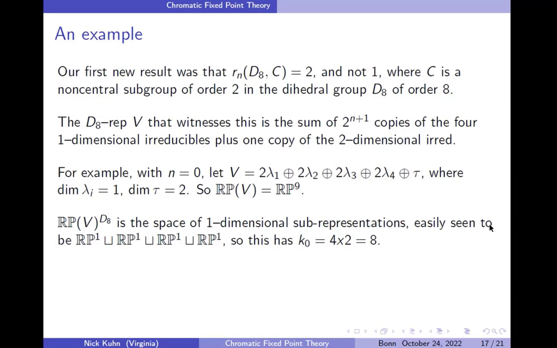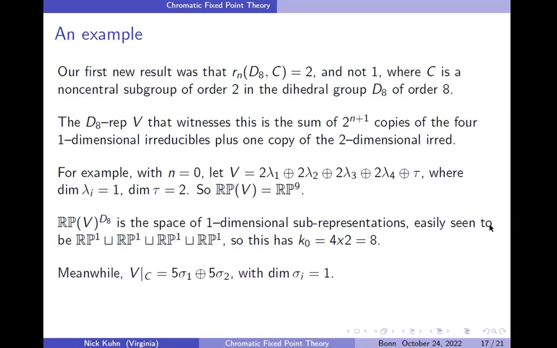And so K0 is rational homology. RP1 is known as the circle, so its rational homology is Q in dimension 0 and Q in dimension 1, so it's 2. So 4 times 2, that's 8, the size of the rational homology of 4 copies. This is all unreduced.